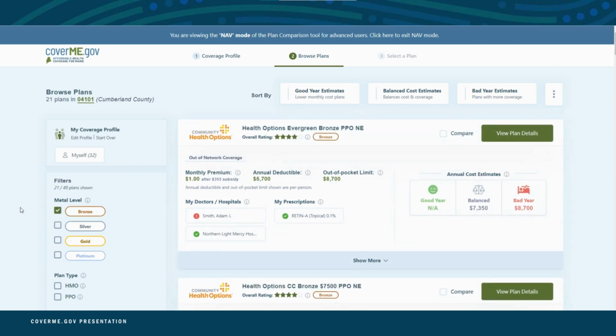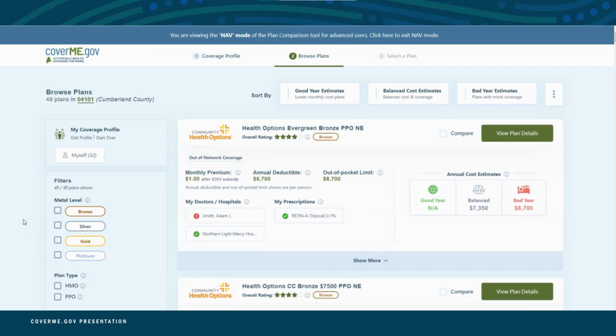Plans are sorted into metal levels varying from bronze to platinum. Bronze plans typically have low monthly premiums and the highest cost when a consumer needs care. Silver plans typically have moderate monthly premiums and costs when a consumer needs care. However, if an individual is eligible for cost-sharing reductions, then silver plans have lower premiums and lower costs of care. These special savings to lower out-of-pocket costs are only available if the consumer selects a silver plan and is eligible for cost-sharing reductions. Gold and platinum plans typically have the highest monthly premiums and the lowest costs for when consumers need care.